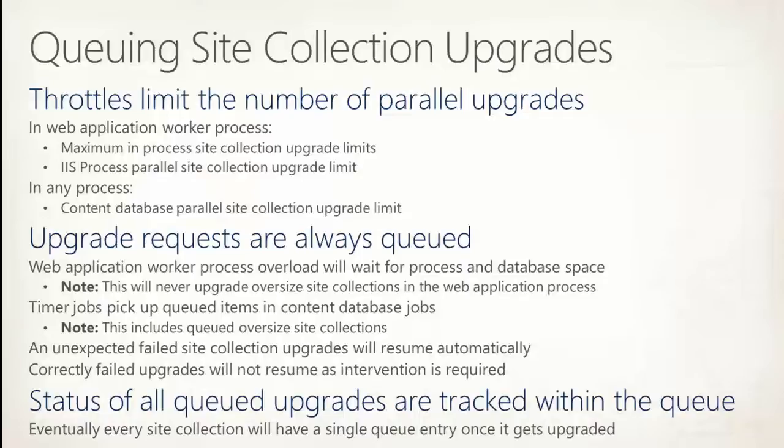The last way that you can also do an upgrade, take one of those items out of the queue, is through PowerShell itself, Upgrade-SPSite. You can add a site to the queue, you can forcibly upgrade one of the sites, and you can even ignore the throttles if you need to. And I'll be going into that a little bit more depth in the deeper session.